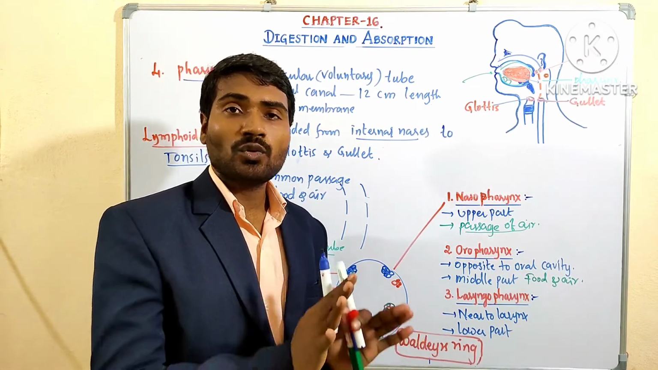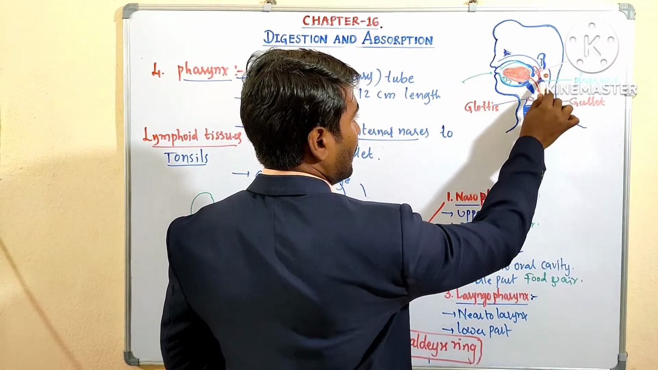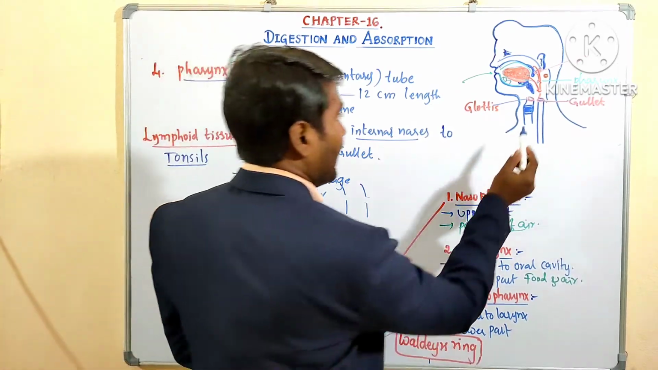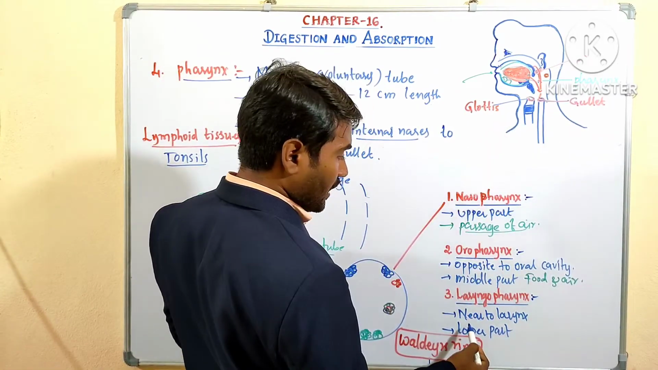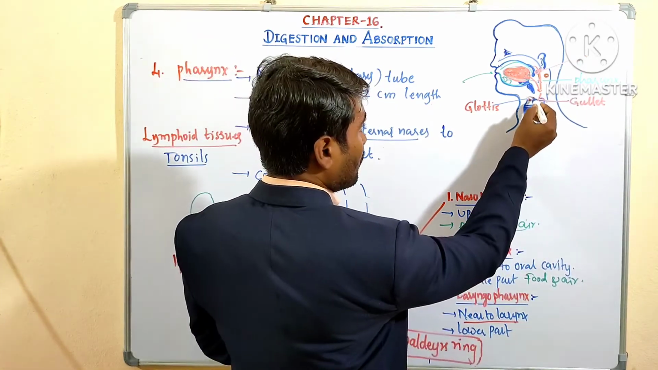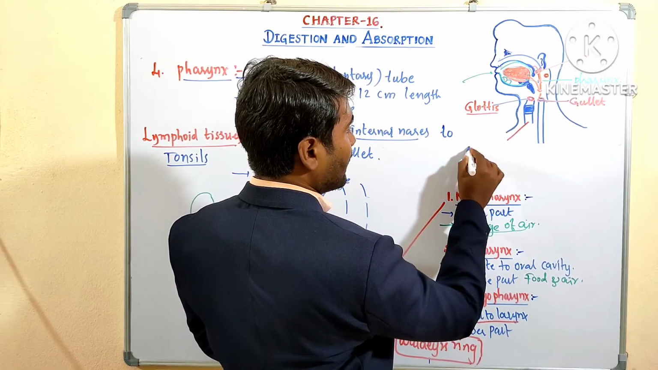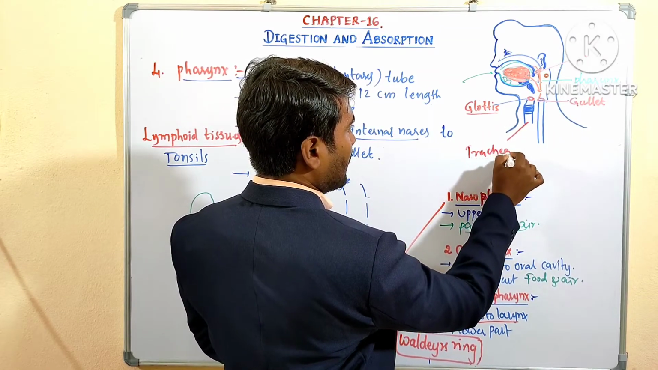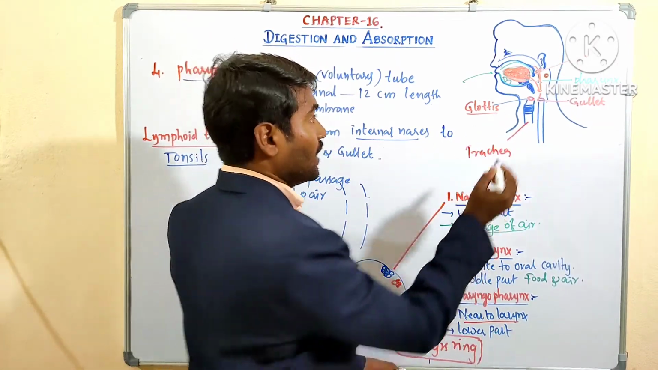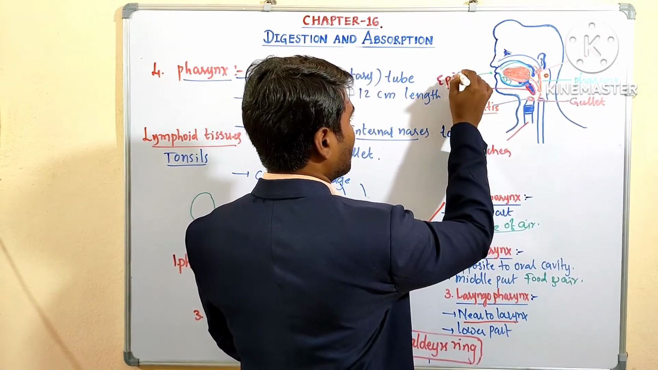Here there is no digestion. It is a common passage of air and also food. Come to the base, the laryngopharynx, which is near the lower part of the larynx. Here is the opening of the respiratory tract. This is called the trachea, and its opening is called the glottis. The glottis is protected with a leaf-like structure, which is called the epiglottis.